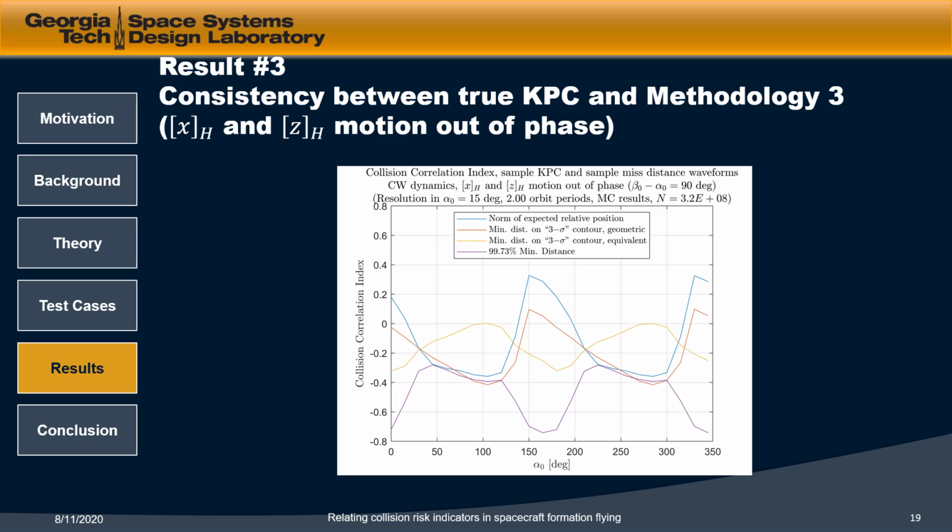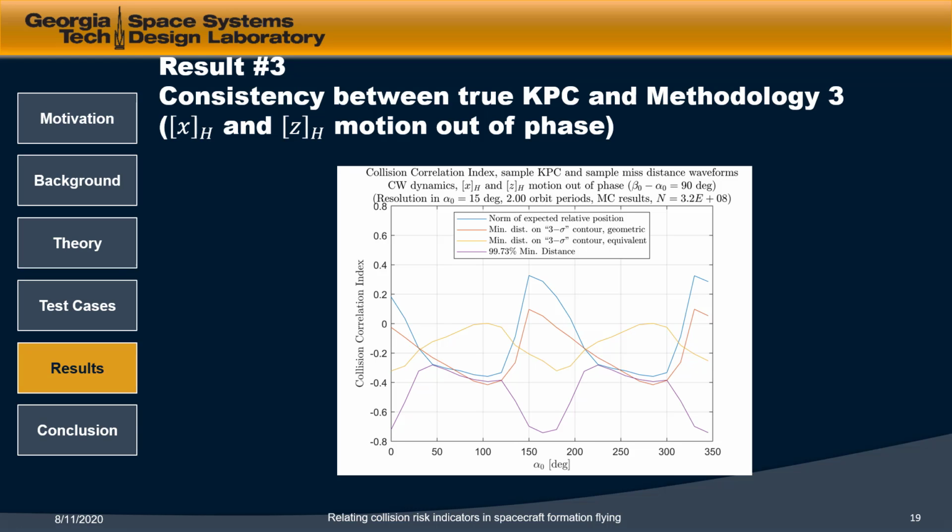We can see that the norm of expected relative position, which is a state statistic obtained during filtering, has the correct relationship to true KPC as often as it has the incorrect relationship. In some sense, the norm of expected relative position has no correlation with true KPC. This means that the norm of expected relative position is not an adequate collision risk indicator.